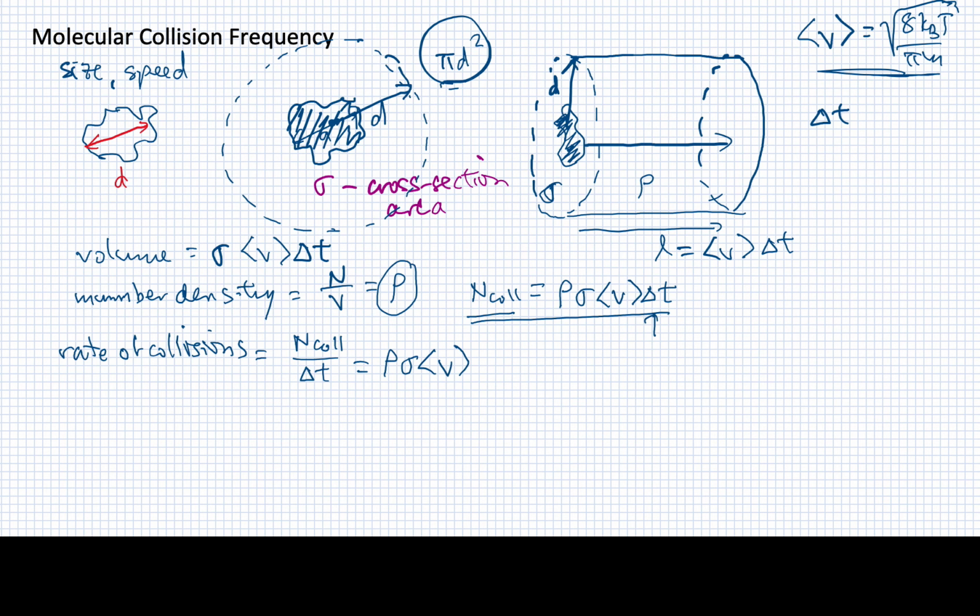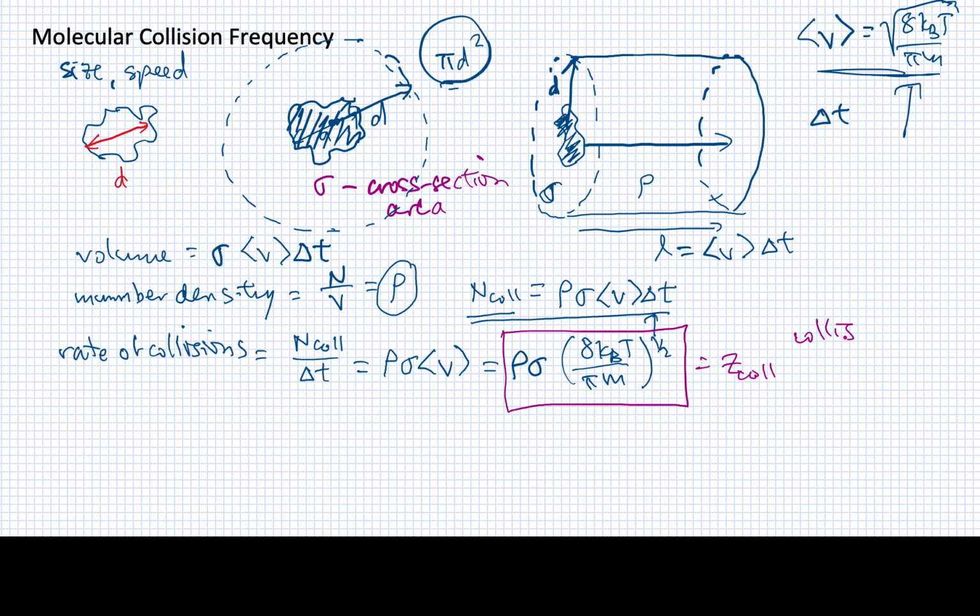And in fact, if I were to simply plug in the value for the average velocity, I could write this as rho times sigma times 8 k_B T over pi times m, all raised to the 1/2 power. All right, so this is, in fact, the result that we're trying to get to. And I'm going to write that as z_collision, which is basically the collision rate for a given molecule which has this average velocity.